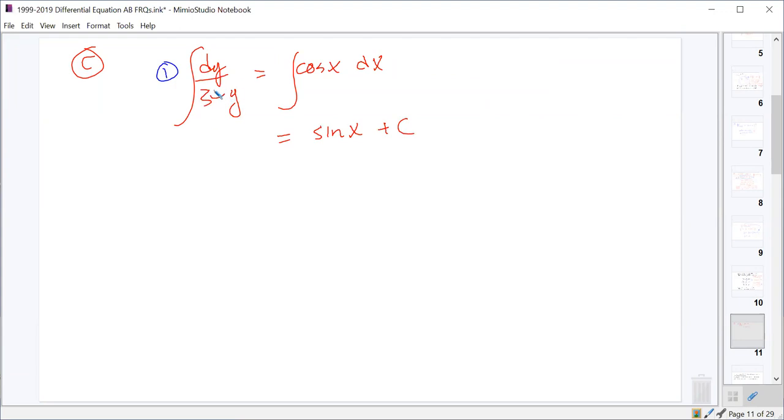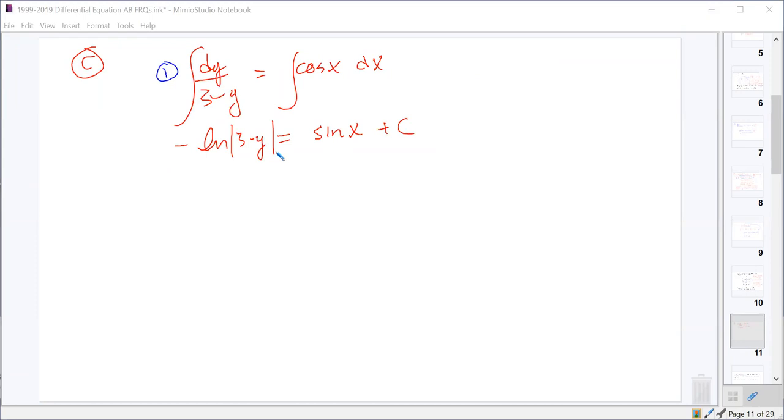And then dy over 3 minus y, that's a u substitution. U equals 3 minus y. And then du is negative dy, so you got to put a negative inside and outside. And the inside one goes away to give you your du. And you end up with negative natural log absolute value of u, of 3 minus y.